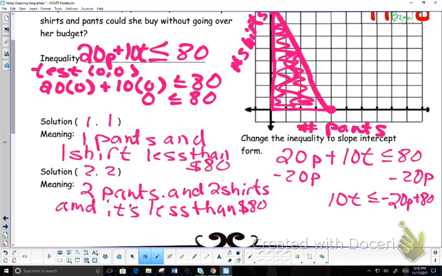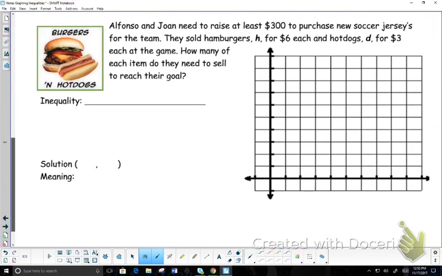Now what would I do? Divide by 10. Which would give me t is less than or equal to negative 2p plus 8. Is your y-intercept 8? Yes, it is. Is your slope negative 2? Let me check. Yes, it is. Did we shade below? Because this says t is less than. So our slope-intercept form matches? Yay, we did good. Let's try one more.